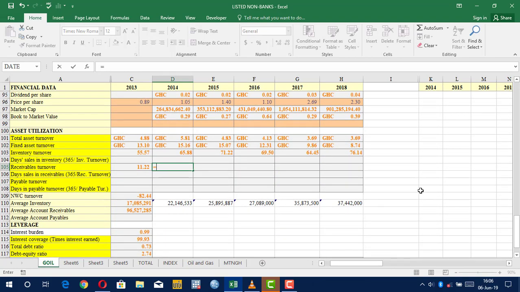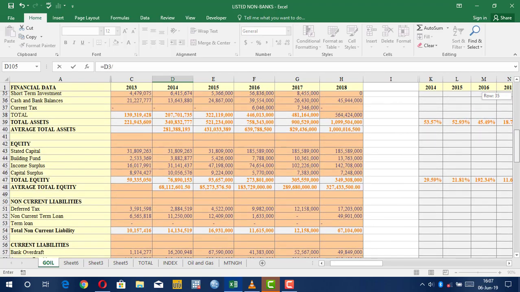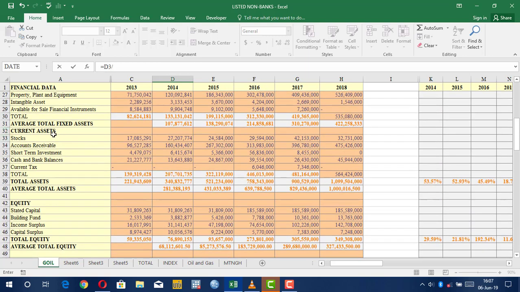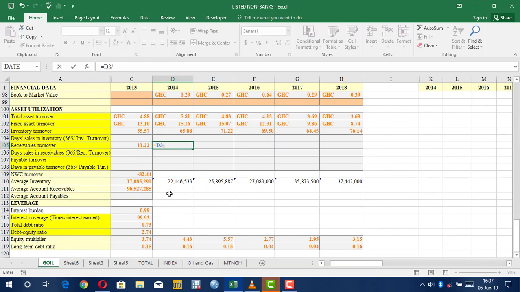So in here we are going to use the gross revenue over the average account receivables. Okay, so let's go up. We have our gross revenue here divided by the average account receivables. So account receivables, that is debtors, we need the average for 2014. So it is 2013 plus 2014 divided by 2. So we have to go down there. We have already done the calculation. So average account receivables, that's it.